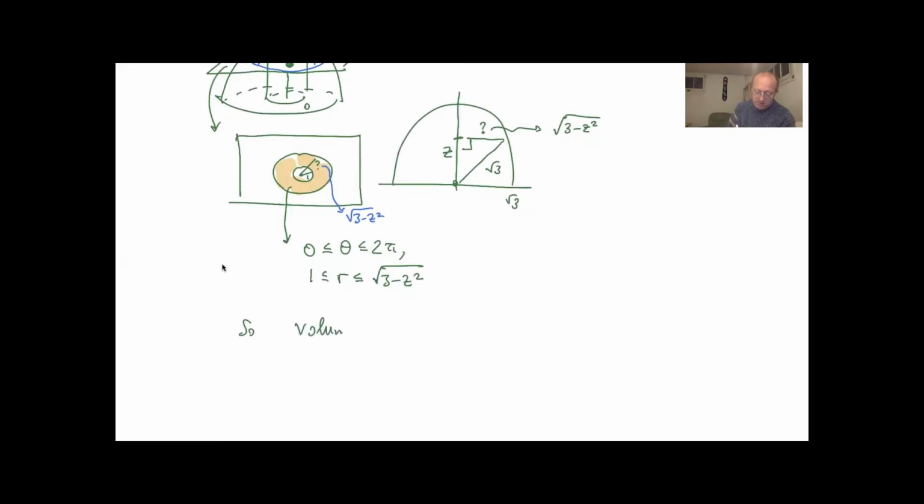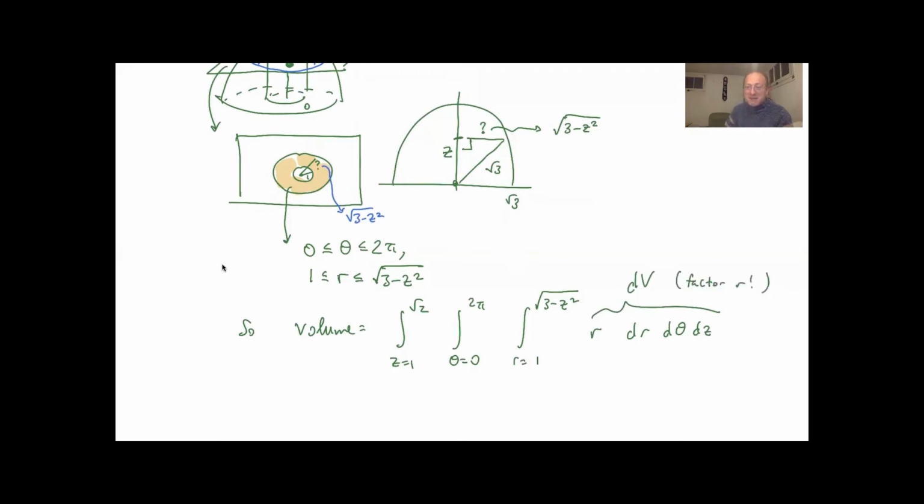So our volume is an integral from z equals 1 to root 2, theta equals 0 to 2 pi, and r equals 1 to square root of 3 minus z squared, of r dr d theta dz. So that's our volume element with a factor of r that we don't want to forget. So we have managed to set up our integral in cylindrical coordinates with a different order of integration.